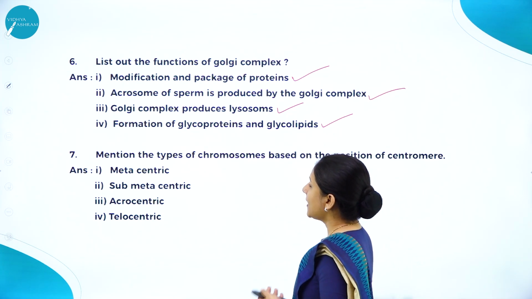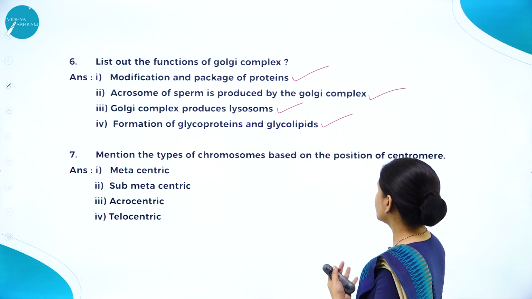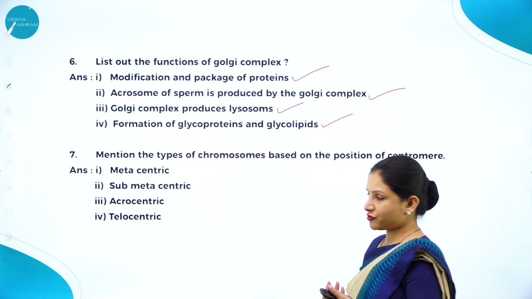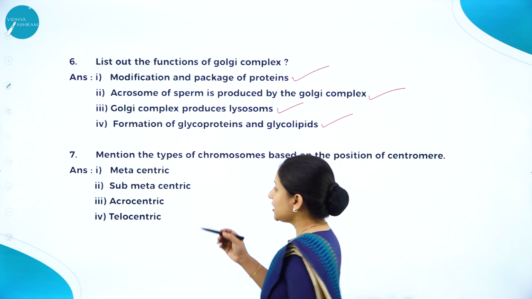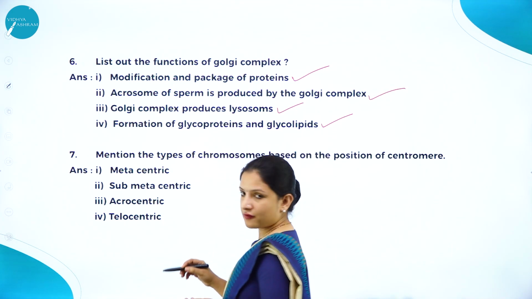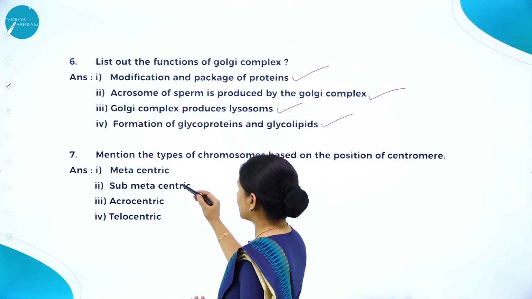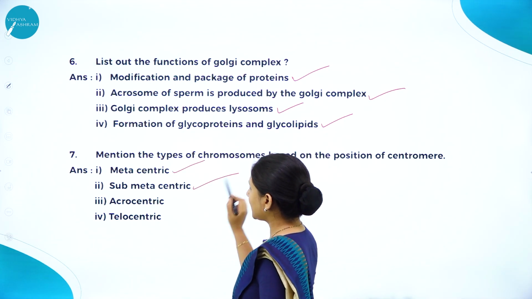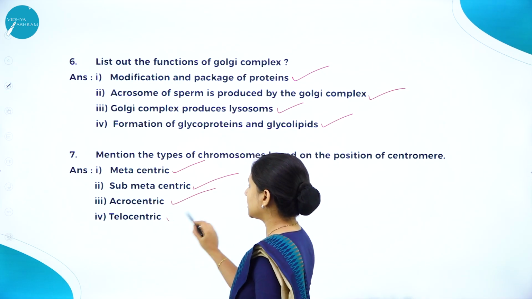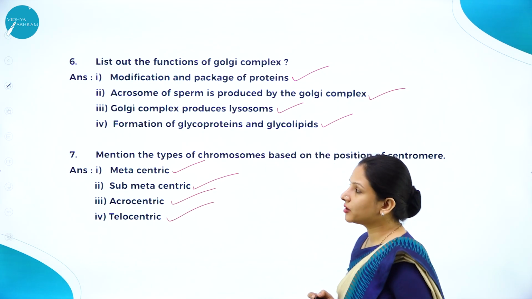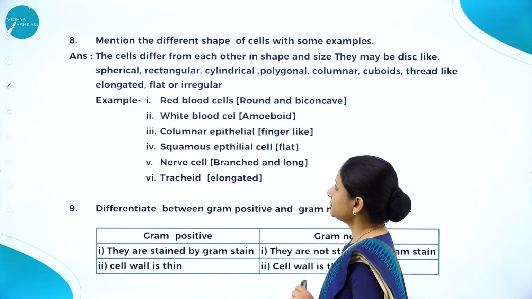So next question. Mention the types of chromosomes based on the position of the centromere. So 4 types are there. Each will carry half a mark, so therefore 2 marks you will get. Metacentric, submetacentric, acrocentric, telocentric. These 4 you write, you will get 2 marks.